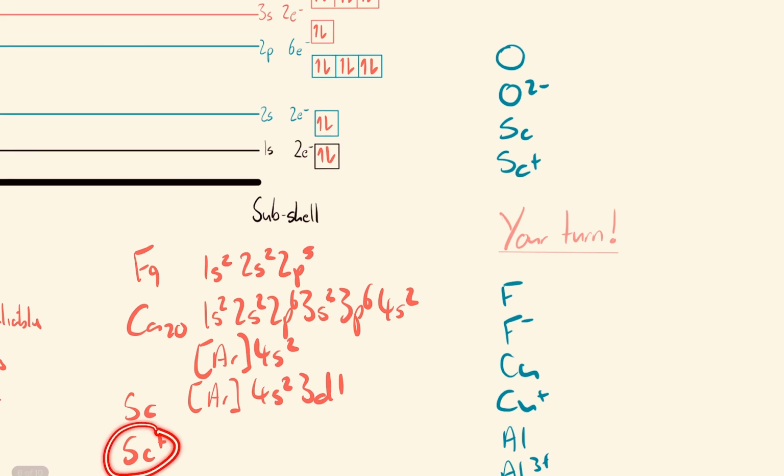Okay, now Sc+ will have lost an electron. In order to become positively charged, something needs to have lost an electron. And again, I think typically you'd think this would happen: we'd have Ar 4s2, 3d0. But that's not right. As I said before, 4s fills up first, but it also empties first. So instead what we're left with is 4s1, 3d1. So super important we're following those rules.